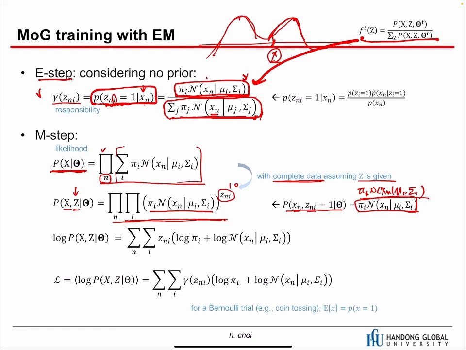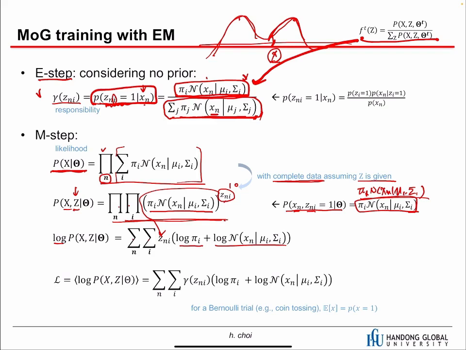Then next we take a log. Then this product will be a sum. And then z sub n i will go here, and we have log pi and log N.